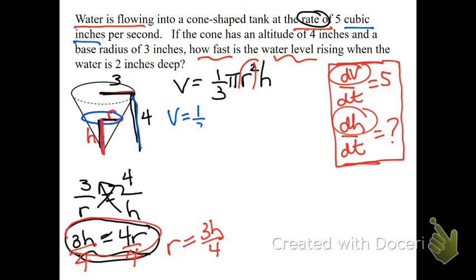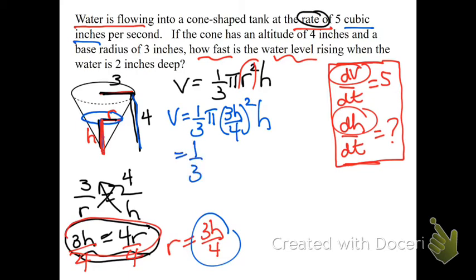So we have 1/3 pi R squared times H, and R is 3H over 4. Simplify further. That's 1/3 pi. Square both the top and the bottom. 3H times 3H would be 9H squared. 4 times 4 would be 16. Keep going.